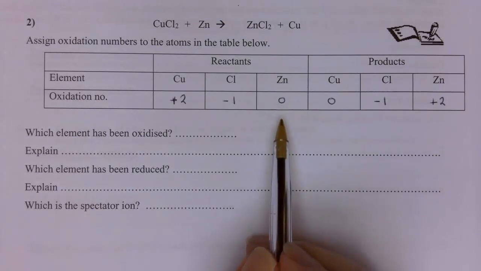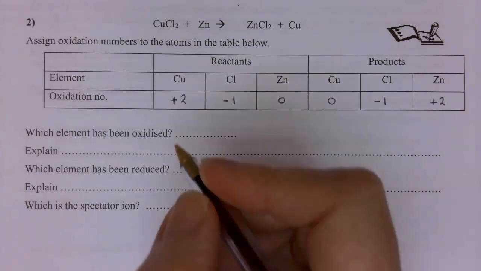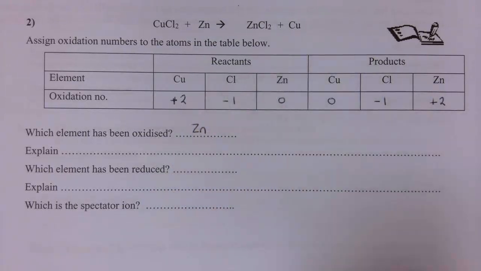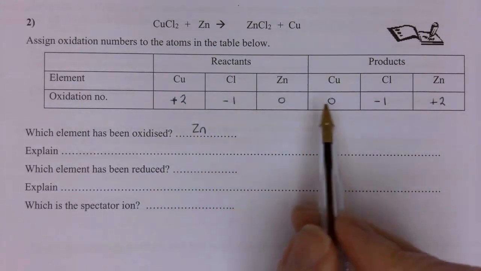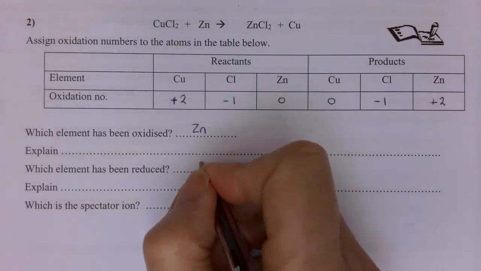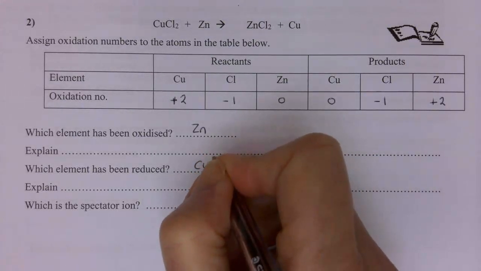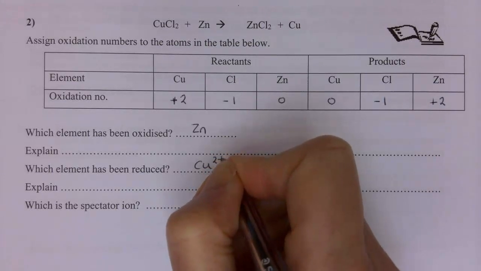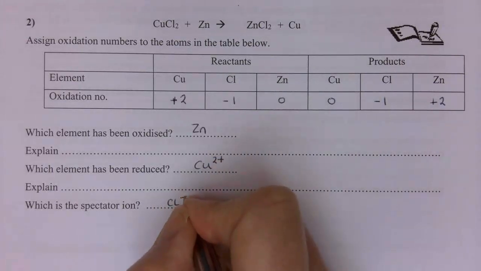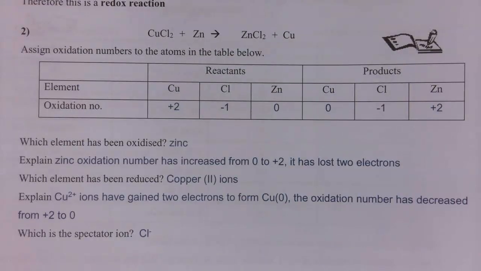So the species which has had its oxidation number increased is the zinc, so the zinc is being oxidized. The copper is going down in oxidation number, so the copper is being reduced. So the species being reduced is the copper, and the spectator ion is the chloride ion. The zinc's oxidation number has increased, it's lost 2 electrons, so it's been oxidized, and the copper 2 ions have gained electrons and the oxidation number has decreased, hence it's been reduced. And obviously the spectator ion, as we said, is the chloride ion.